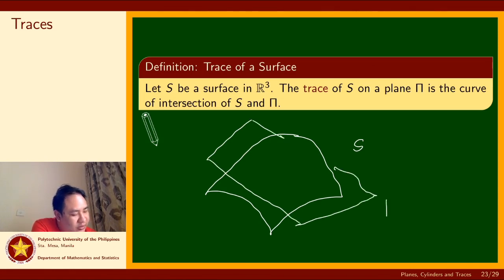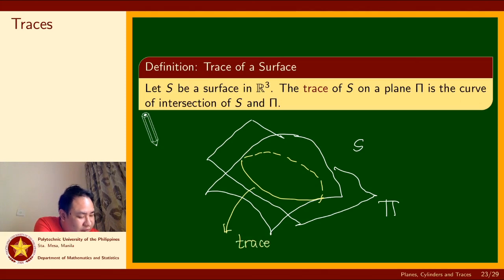Imagine the plane, labeled as big pi. Now, the plane and the surface will intersect in some curve. For example, this is the curve. That curve is what we call the trace on the plane pi. So we just get the intersection.